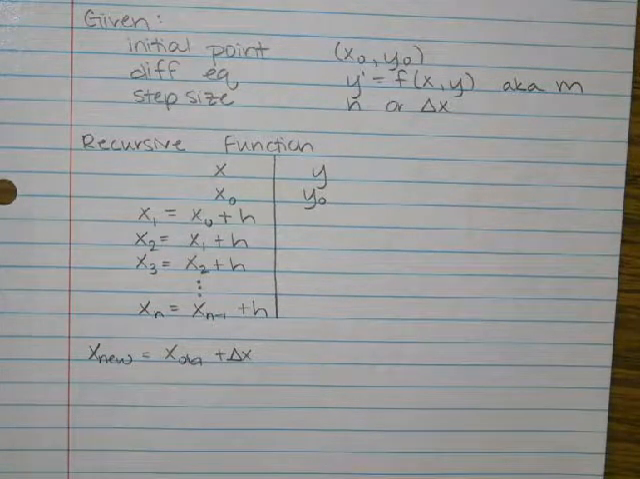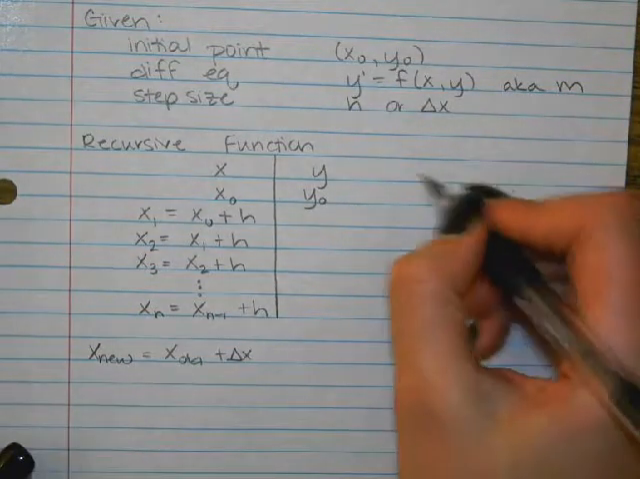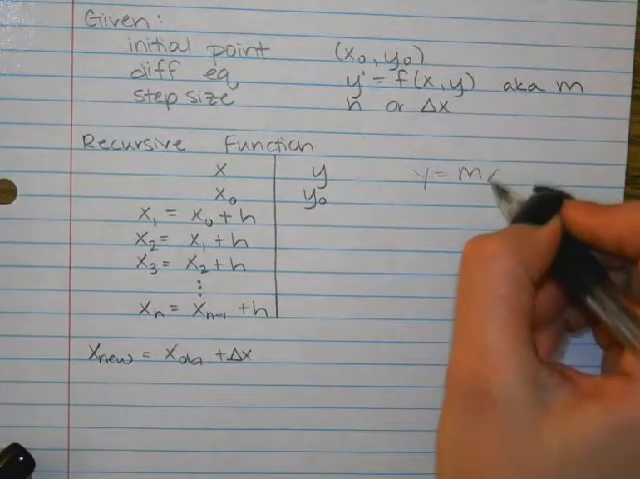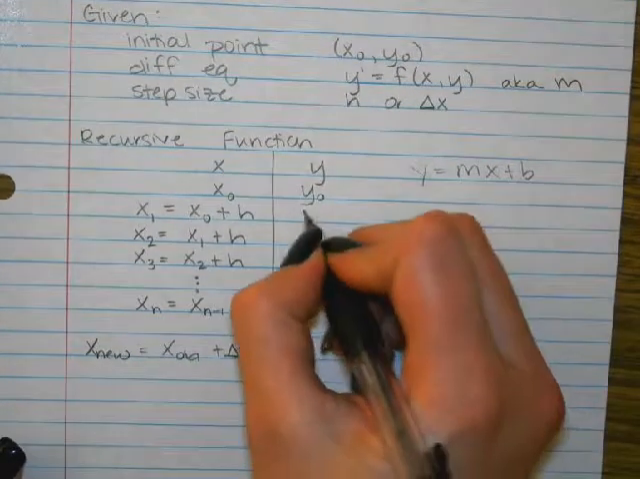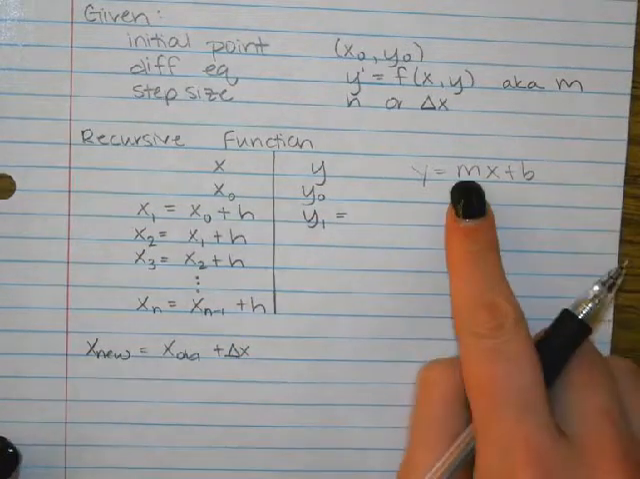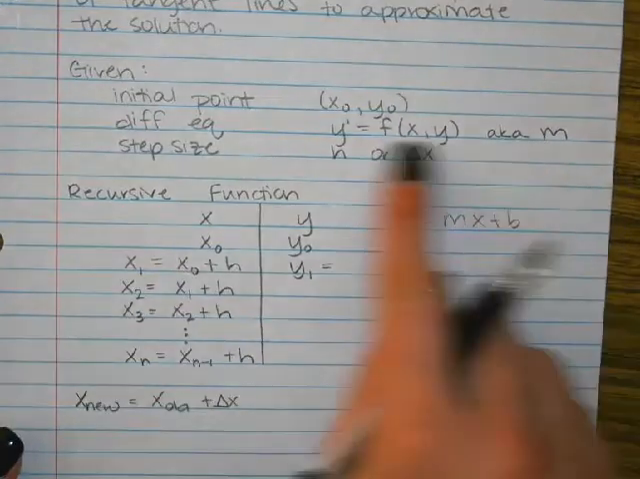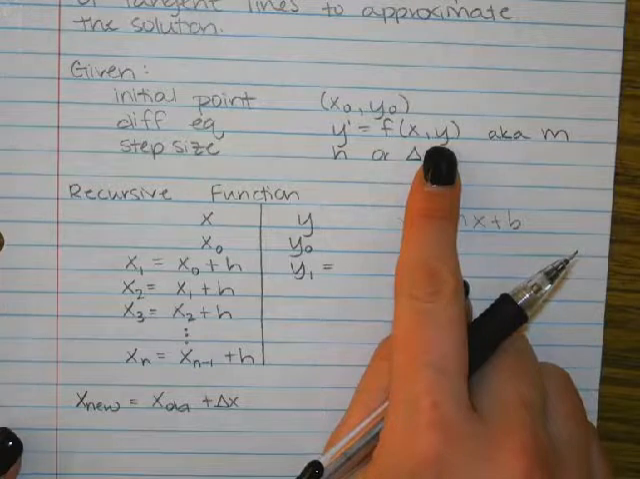Now, these are little line segments that we're coming up with, right? That's what we looked at with the slope field, is we have all these little line segments. So what's the equation of a straight line? y equals mx plus b, right? That's the equation of a line. And that actually helps us come up with our next y term. So the first y term is going to be the slope. How do we find the slope? You plug in the point.